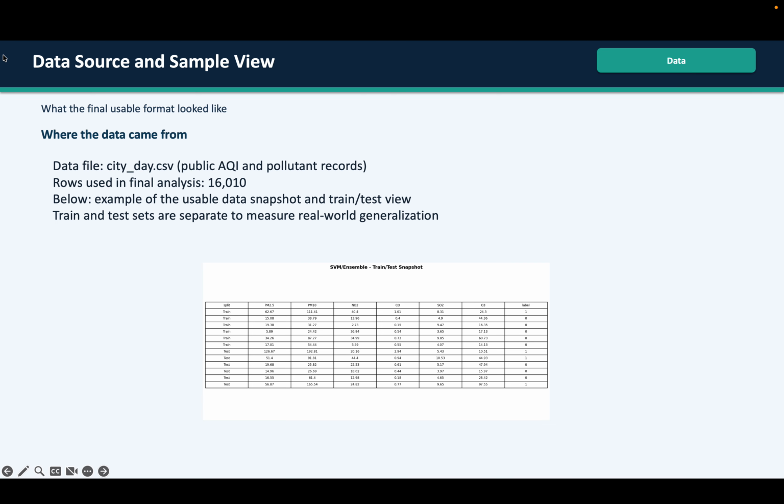This was the data. This is publicly available data on Kaggle, which contains around 16,000 rows. This is a snapshot of the training data that was used. So these are the factors. We'll get back to it anyway.